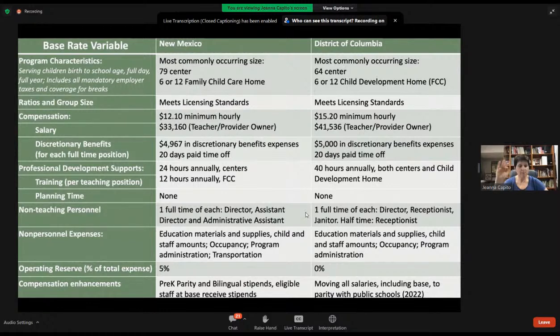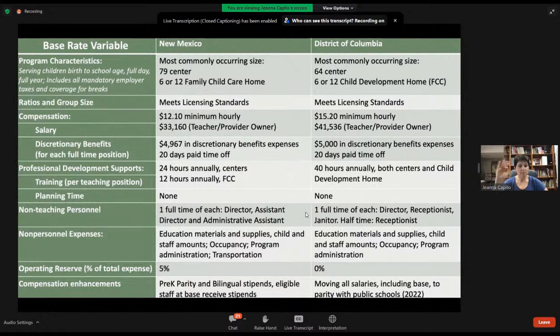And in the case of New Mexico, at meeting licensing, that's 79 children in a center and 6 or 12 children in a family childcare, depending on whether it's licensed for small or large. In the District of Columbia, a little bit smaller center to serve all birth to school age. Their most commonly occurring size is 64 children in the center, but same numbers for small or large child development homes. And that's the term that they use for their family child cares, is child development homes.